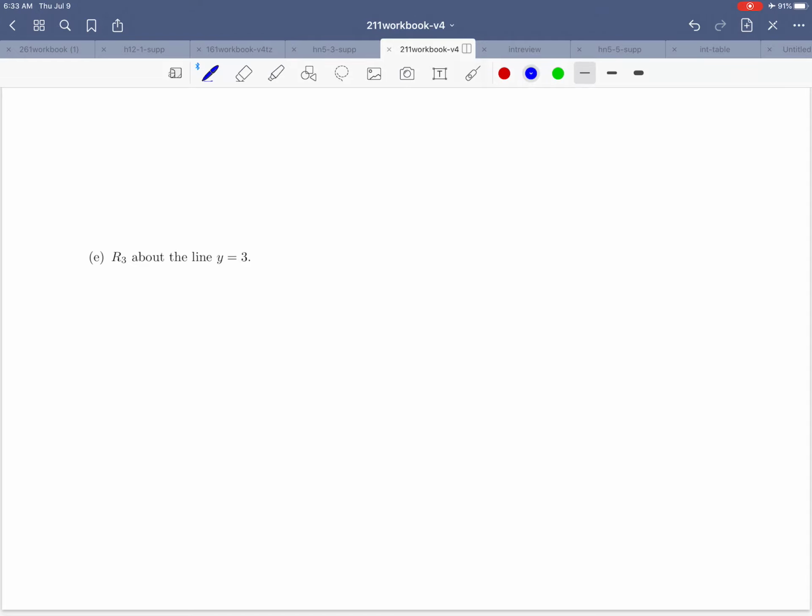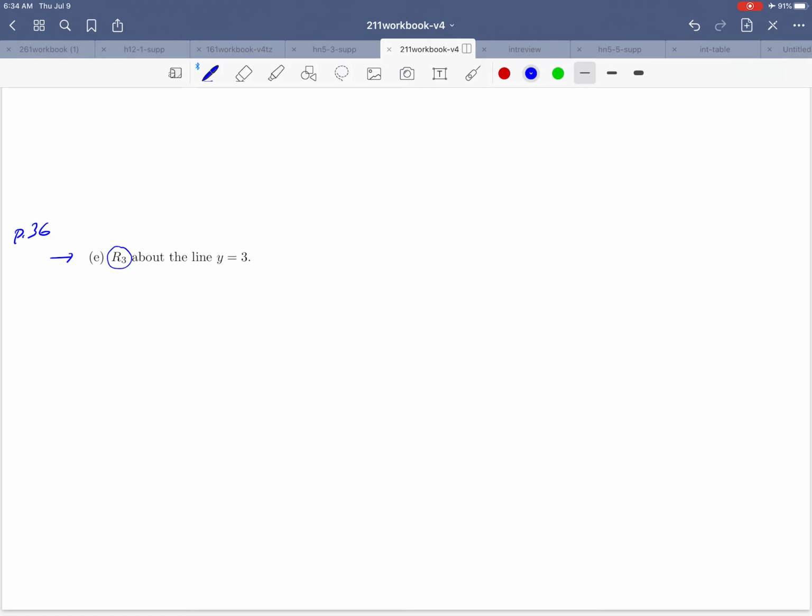Hello everybody, and welcome to exercise E. This is page 36 of the workbook that we're looking at. The instructions of this problem are actually on the previous page. It's asking us to find the volume of the solid that we get if we rotate the region R3 about the line y equals 3.